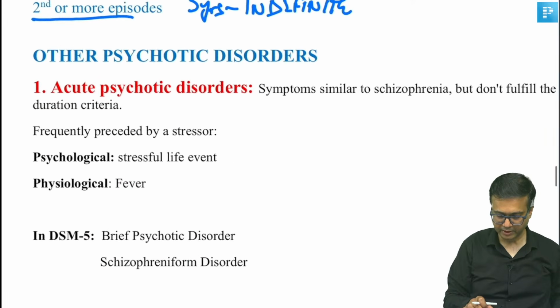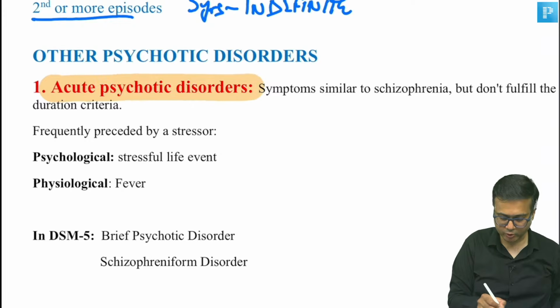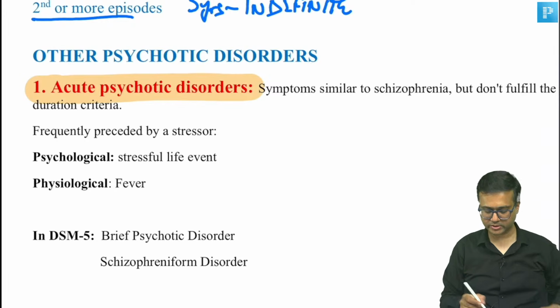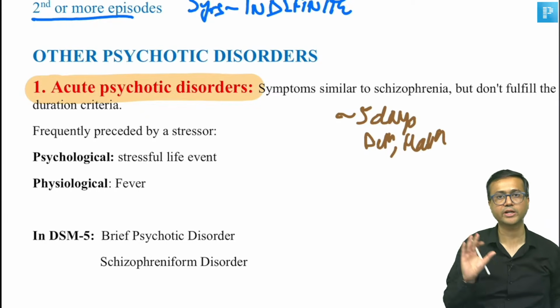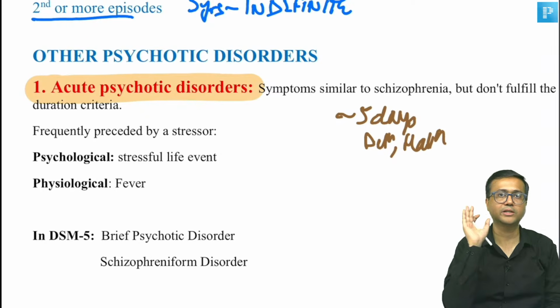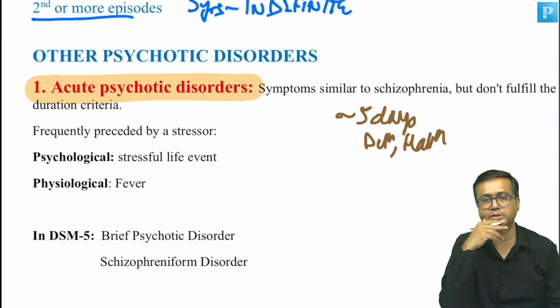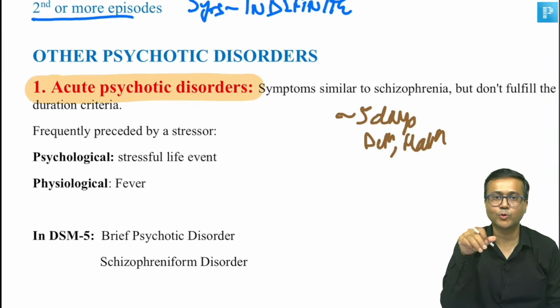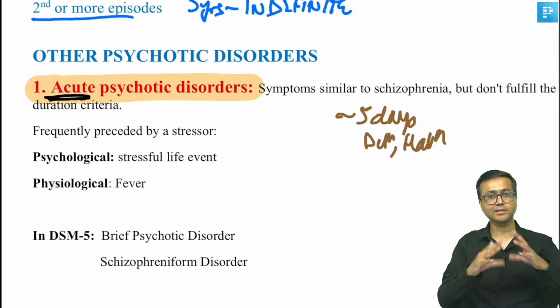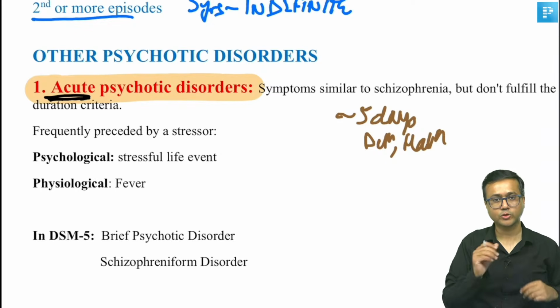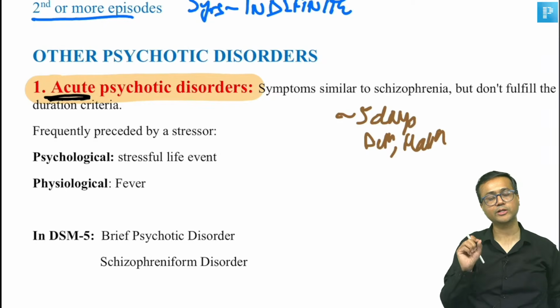So what is acute psychotic disorder? Suppose a patient comes to us with a 5 days history of delusion, hallucination. Can I make a diagnosis of schizophrenia? Yes or no? Even according to ICD-11 I cannot make a diagnosis. So should I say the patient go back home, come back after 6 months? No. Of course I'll make a diagnosis. So what diagnosis will we make, beta? We'll make a diagnosis of acute psychosis. Acute means less duration. If the symptoms are similar to schizophrenia but the duration is less, then we will make a diagnosis of acute psychosis or acute psychotic disorder.